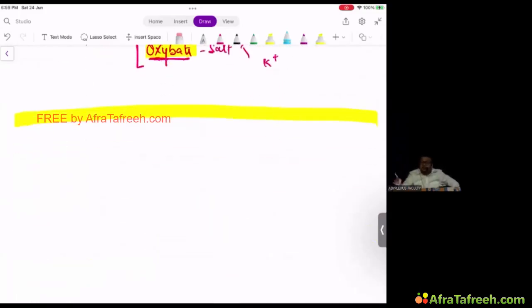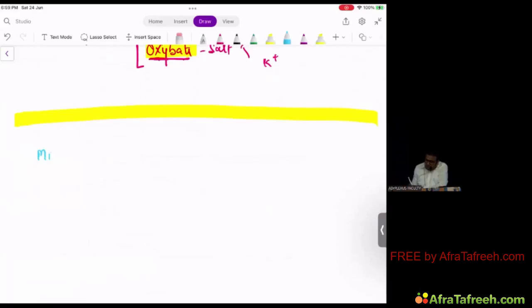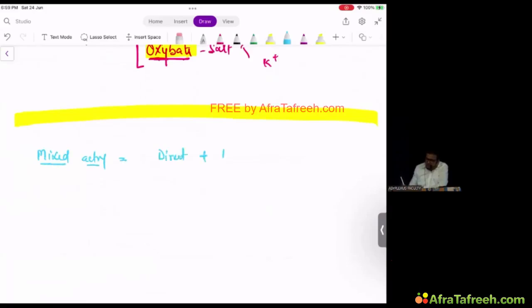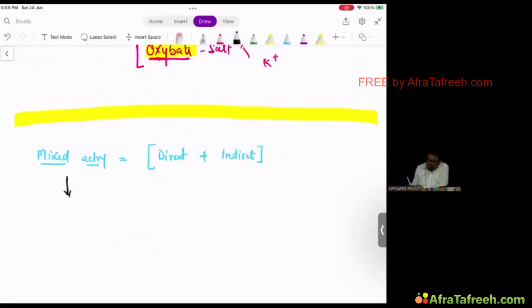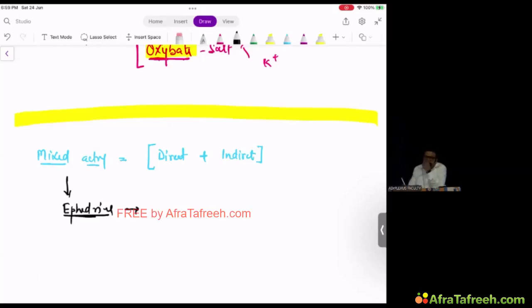What is the last kind of drug left? Direct, indirect and mixed acting. Mixed acting means both direct plus indirect action. There is nothing much here. Only one drug is there, that is called ephedrine. So ephedrine can act directly or indirectly, both ways.